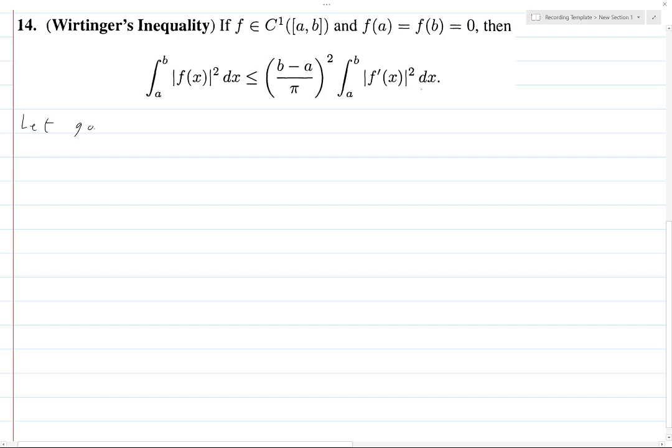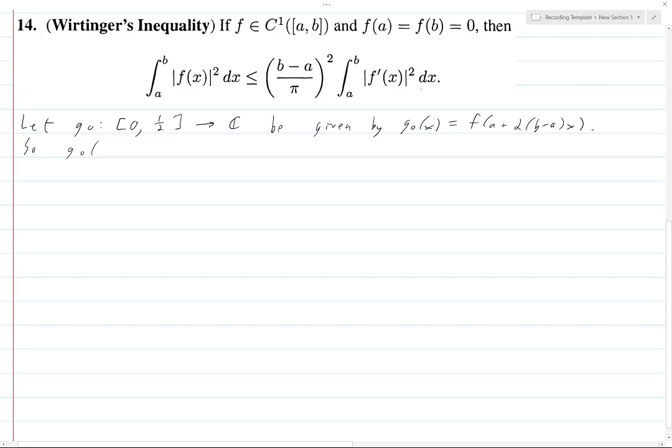This is going to take a little work, but let g naught be a function from 0, 1 to C, given by g naught x equals f of a plus 2(b minus a)x. So basically what we're doing is we're taking the values of f on the interval a to b and scrunching them into the interval from 0 to 1/2. But let's be a little bit more explicit.